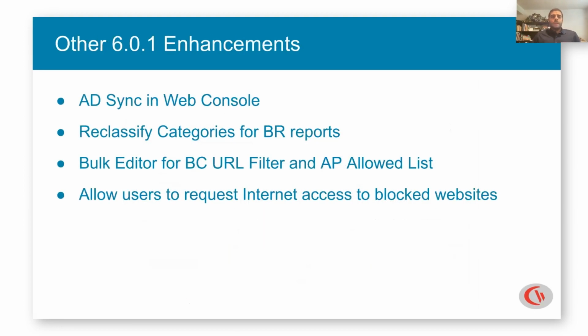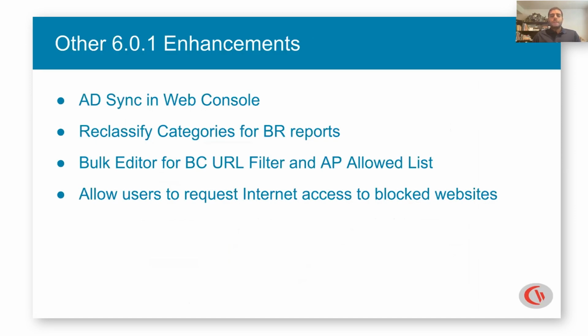Other enhancements that we made in 6.0.1, we now have the ability to do Active Directory sync in the web console, reclassify categories for BR reports. So the ability for you to say exactly what category a website needs to fall in so that you can basically make the reports exactly how you'd like them to show up. You can now bulk edit the browse control URL filter and the access patrol allowed list.